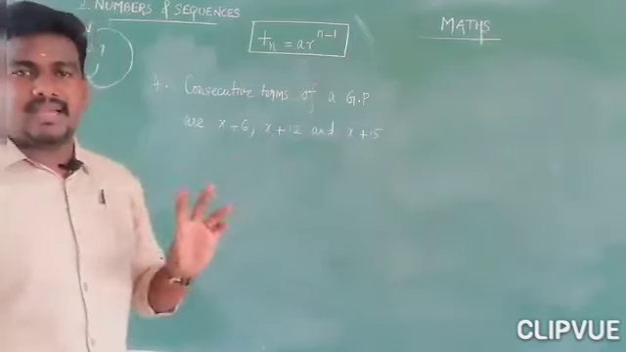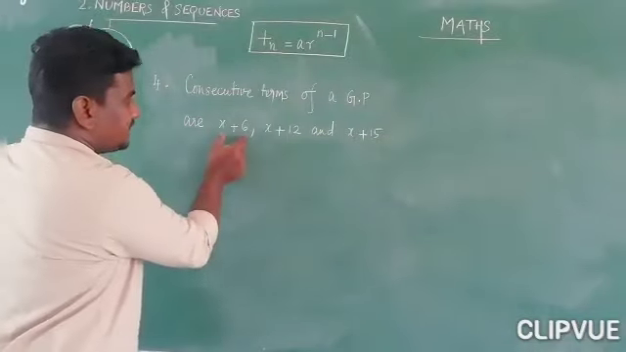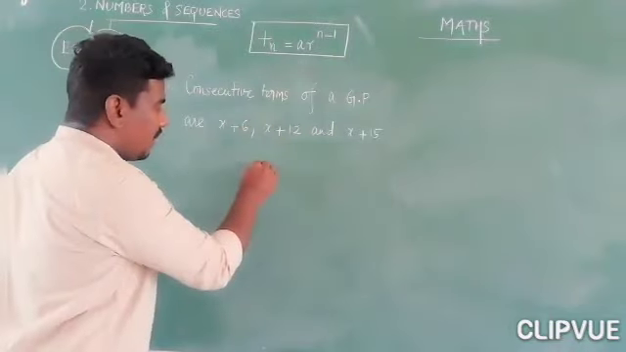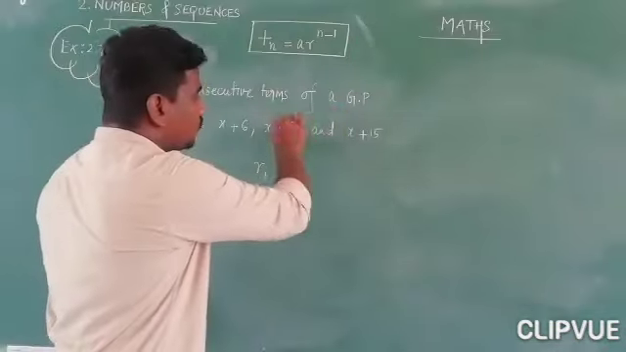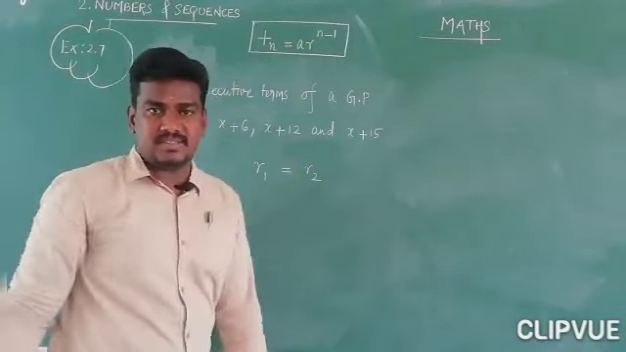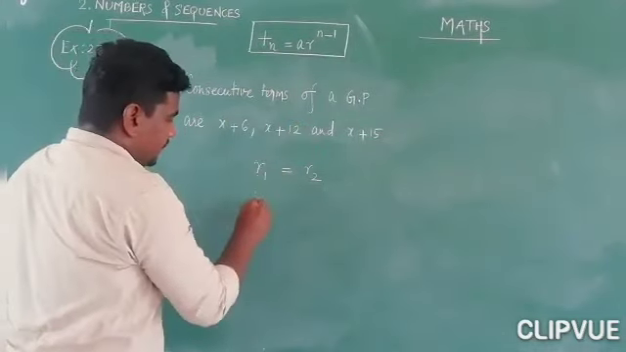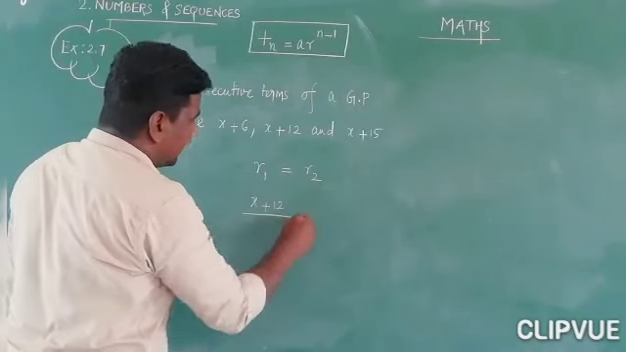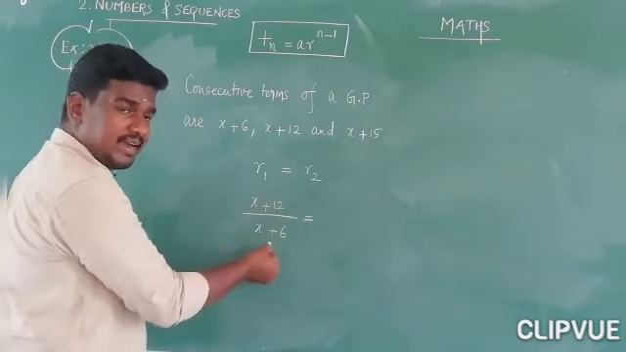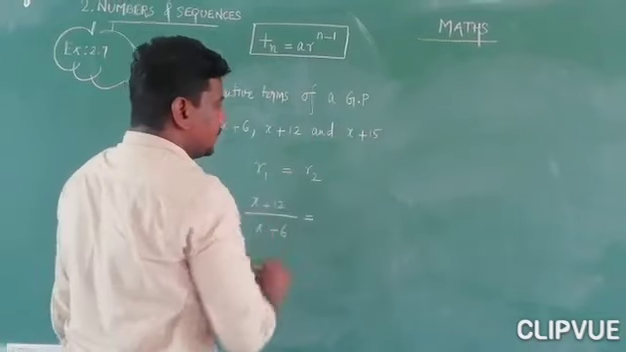If they are in GP, their common ratio must be the same. Common ratio in the sense, if you take this as first term, this is second term, this is third term, the ratio of 1 and 2 be R1 and the ratio of 2 and 3 is R2. They must be the same. So R1 can be written as x plus 12 by x plus 6. I hope you understand this. It means T2 divided by T1, which is equal to R2, the ratio of third term and second term.